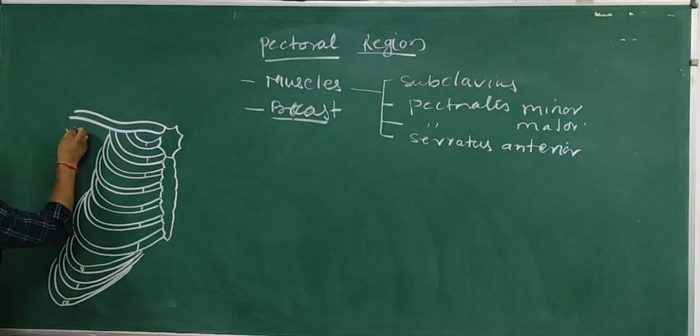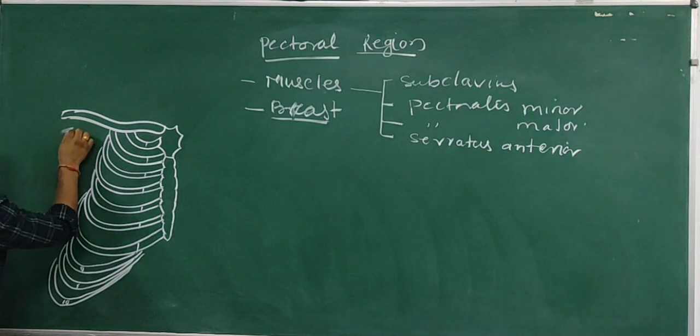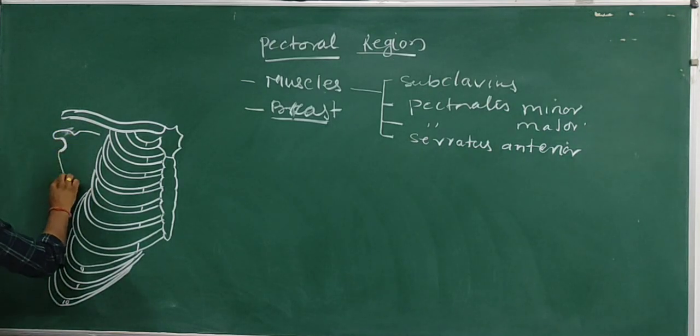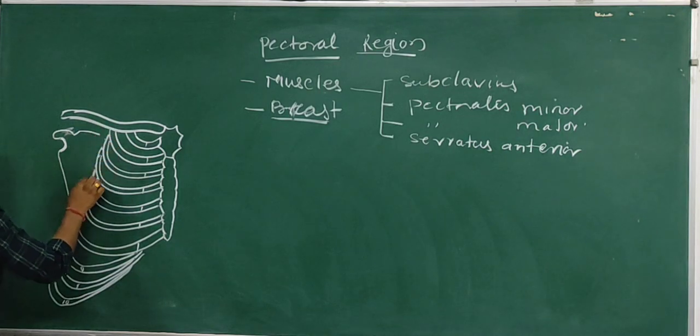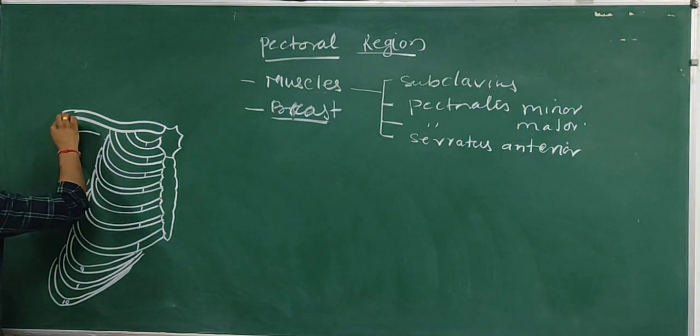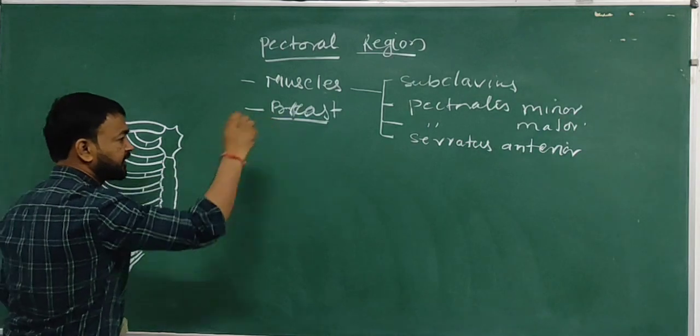Okay, and here is the clavicle. This is the coracoid process. This is the glenoid cavity. This is the lateral border, and this is the medial border, and here is the acromion process.